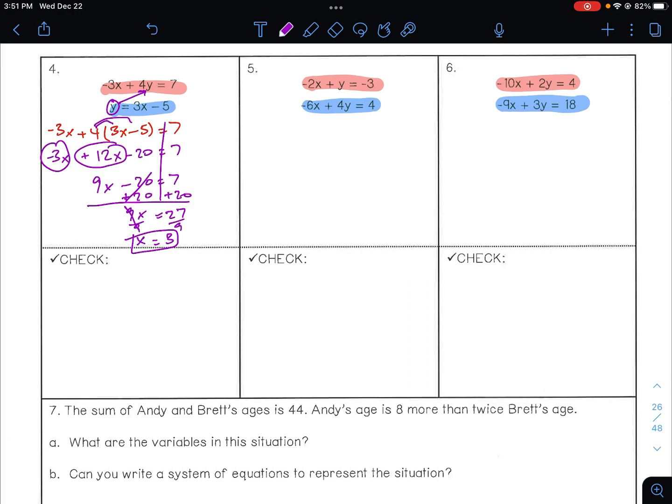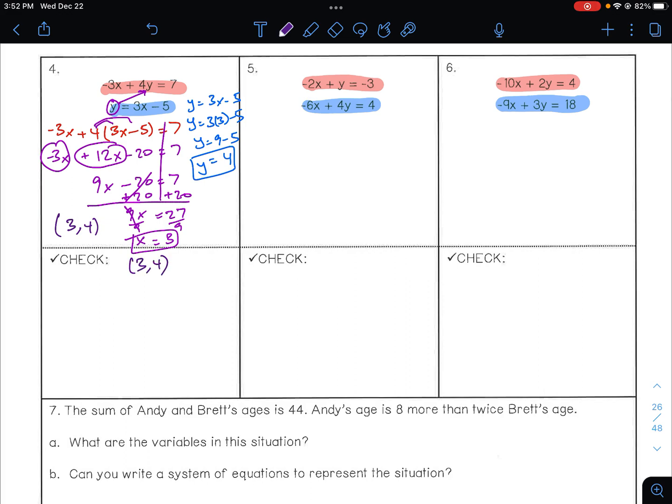Let's try looking for y now. I'm going to plug that into this equation, y equals 3x minus 5. Instead of x, I'm replacing it with 3, which is the answer over here. So y equals 3 times 3 minus 5. That is y equals 9 minus 5. That is 4. Y equals 4. Let's make sure that is the correct answer. The ordered pair is 3, 4.